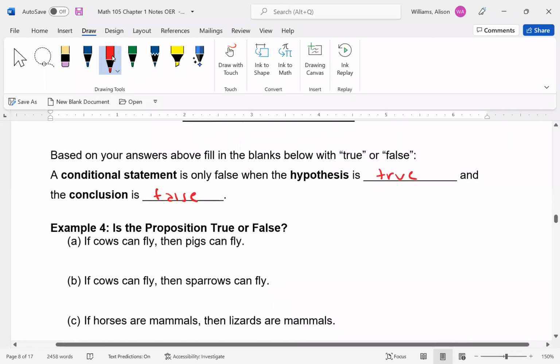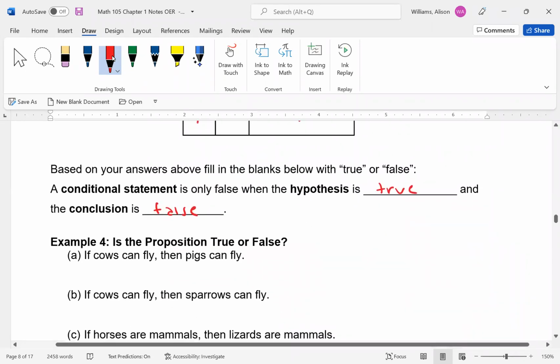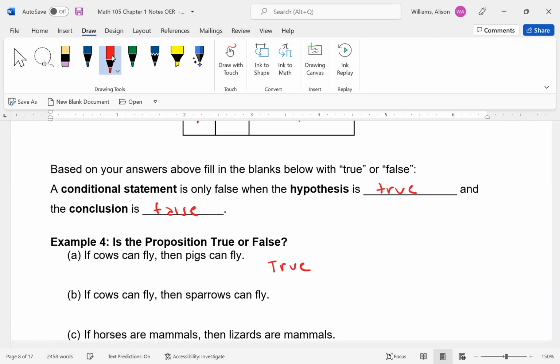Let's look at some true or falses. If cows can fly, then pigs can fly. Sure, that works, because they're both false. Neither is happening. Therefore, there's nothing wrong with this statement. If cows can fly, then sparrows can fly. Well, that works also, because sparrows can fly no matter what. It doesn't matter if the cows can fly. But sure, if the cows can fly, then sparrows can fly too. In this weird world that you're creating about cows flying, that could happen.